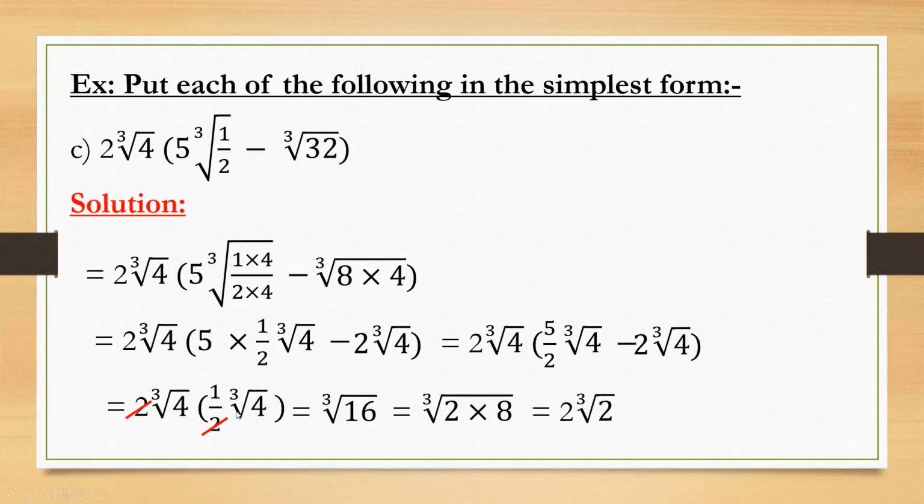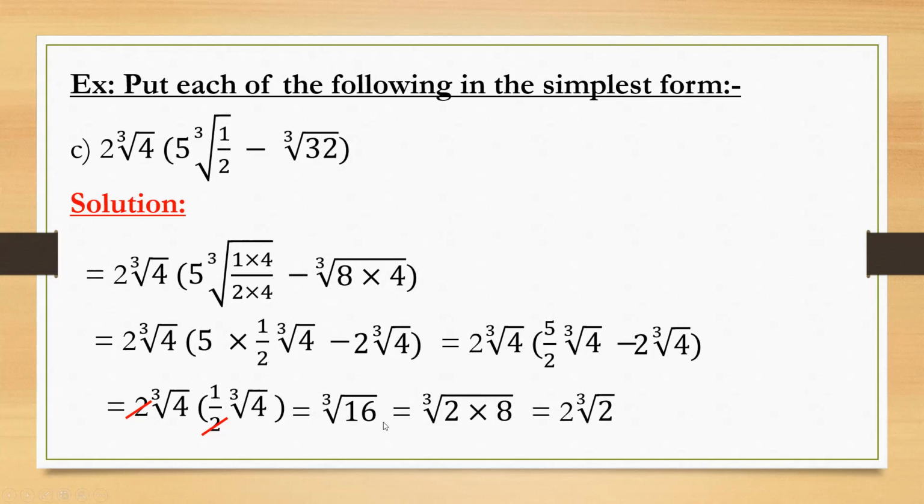Then I can multiply this bracket with 2 cubic root 4. I cancel 2 with 2. Why? Because 2 times half, it will be 1. So the answer, it will be cubic root 4 multiplied by cubic root 4. 4 times 4 equals 16. Cubic root 4 times cubic root 4, it will be cubic root 16. So the answer, it will be cubic root 16.